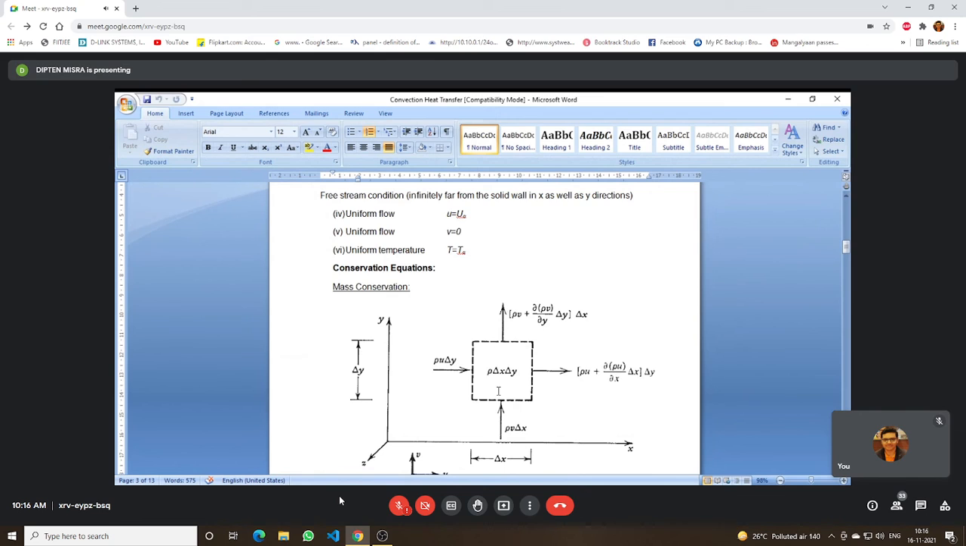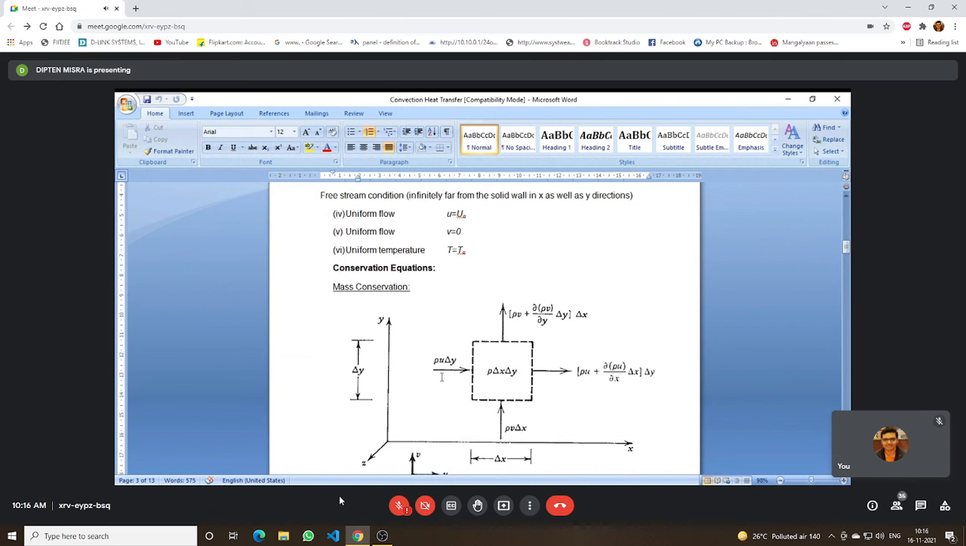Again, let me repeat: the mass entering and leaving do not depend only on V change, but also on density, which may change. There may be certain cases where density also changes. So it is a case where along x and y, u and v are both changing, and density is also changing. Finally, we'll take the case where density is constant.